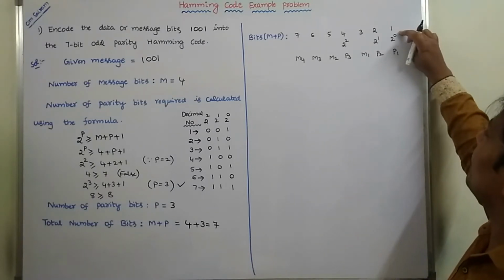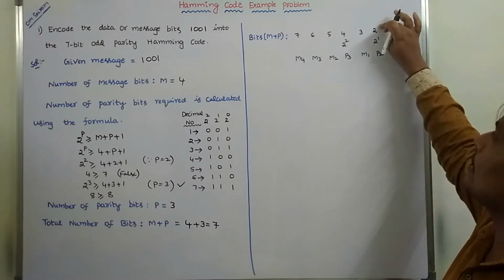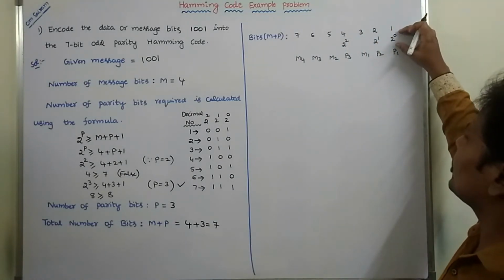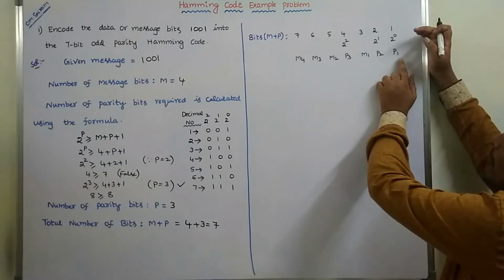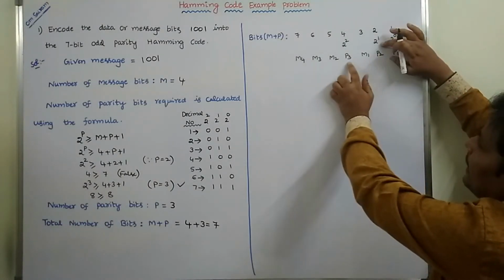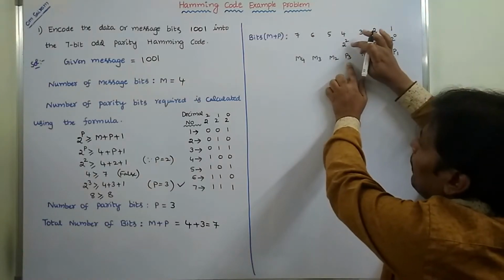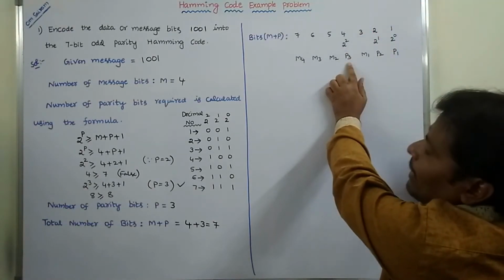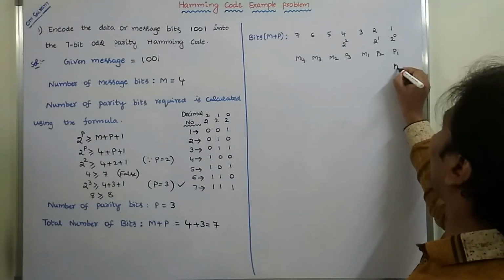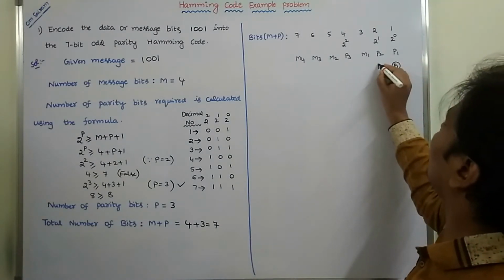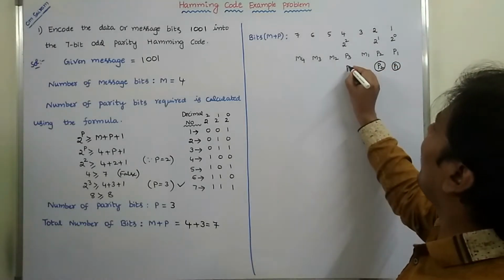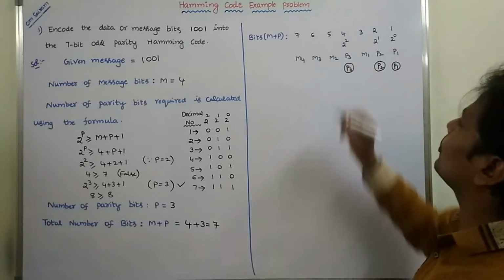Here 2 power 0 is 1, 2 power 1 is 2, 2 power 2 is 4. So at 2 power 0, parity bit P1 is located, at 2 power 1, parity bit P2 is located, and at 2 power 2, parity bit P3 is located. So now we have to calculate the parity bit P1 at the 2 power 0 position, P2 at the 2 power 1 position and P3 at the 2 power 2 position.